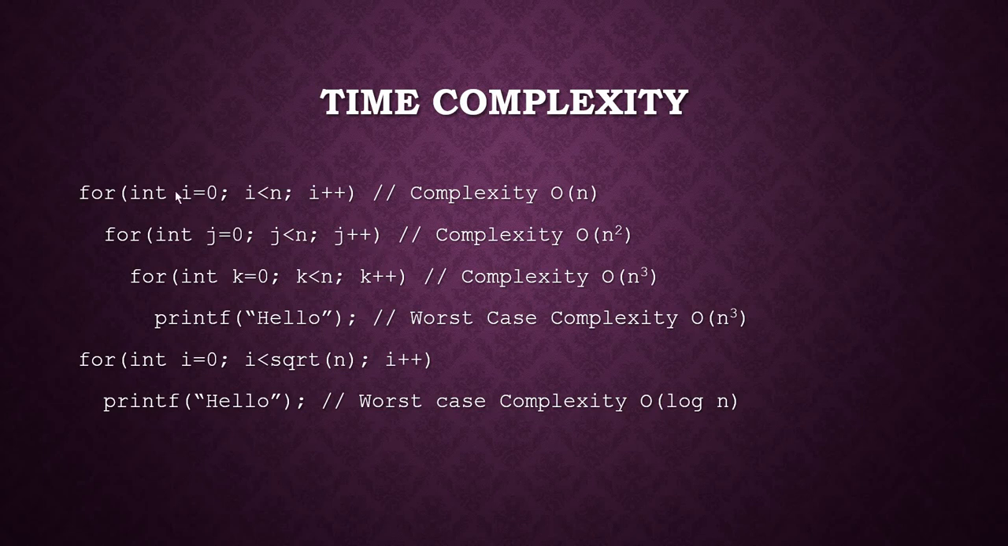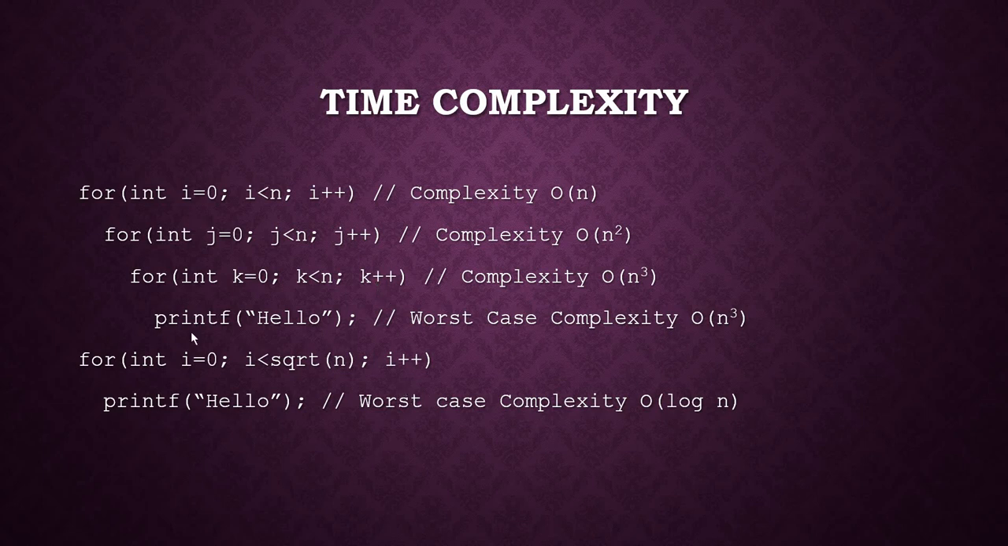Okay, so the first line will be executed n times, and for each of those n times, the second line will be executed another n times, which is why the complexity of this line is big O of n square. And for each of those n square times, another n lines will be executed, right? So this hello will be printed actually n cube times, and this line will also be executed n cube times. Is it clear?